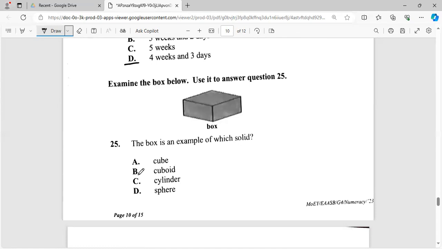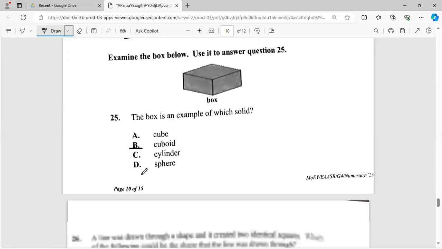Alright, examine the box below. Use it to answer question 25. The box is an example of which solid? Is it a cube, a cuboid, a cylinder, or a sphere? And that would be a cuboid.